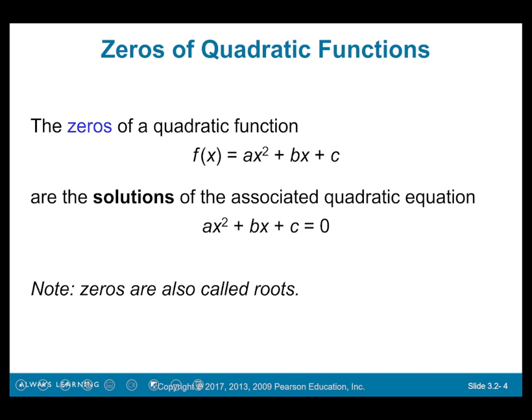Whenever we talk about the zeros of a quadratic function, so something like ax squared plus bx plus c, the solutions of that associated quadratic equation are when you set the equation equal to 0 and solve for x. So if I ask you for the zeros of the quadratic function, you're going to set it equal to 0 and solve for x. Sometimes those zeros are also called roots.